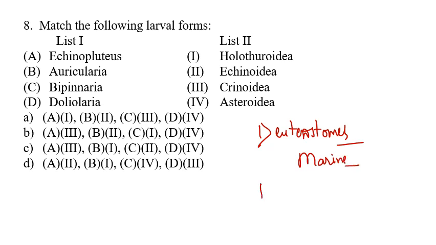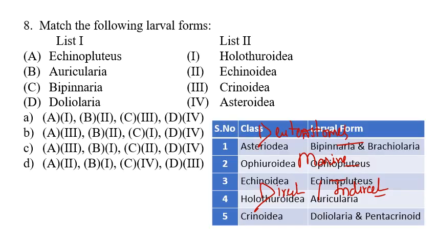In the case of echinoderms, the development may be direct or indirect. If the development is indirect, it will include different larval forms. So in Echinodermata, different classes have different larval forms. Like Asteroidea, जिसमें आपका Asterias starfish आती है, has the bipinnaria and brachiolaria larval forms. Ophiuroidea, Ophiopluteus; Echinoidea, Echinopluteus; Holothuroidea, Auricularia; Crinoidea, Doliolaria and Pentacrinoid. So Echinodermata have 5 different classes, and these classes have different larval forms.